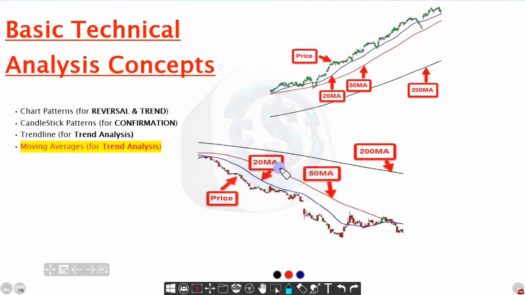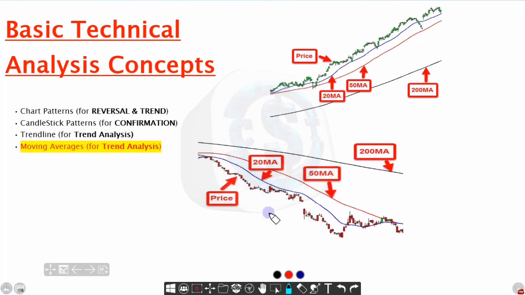Moving averages simply mean a calculation of the average price for a set period. If we're looking at a 20 MA, it's looking at the average price of the last 20 candles, and then it plots it out on the chart. As candles are closing, it is shifting and giving you the last 20 candles plotted out. So that is for the 20 moving average.